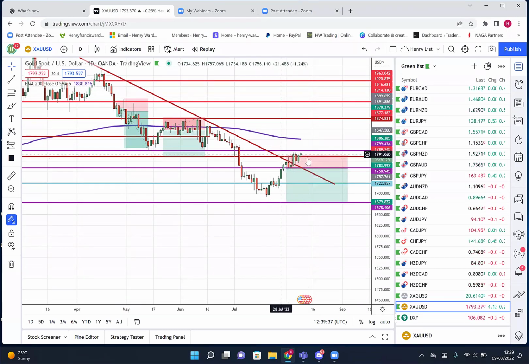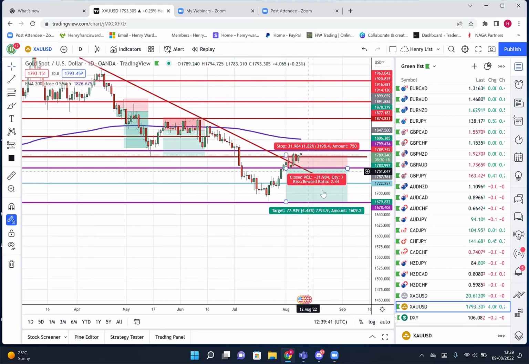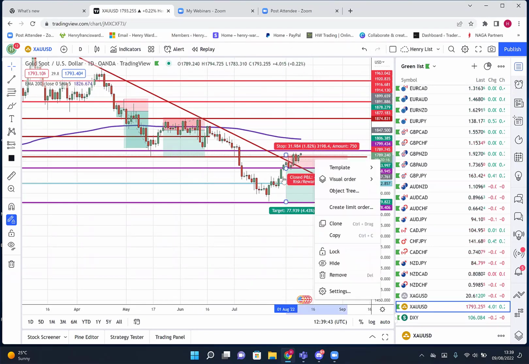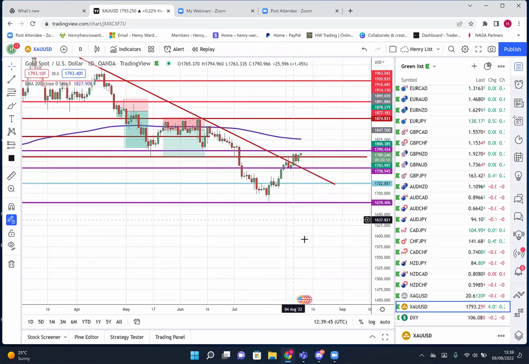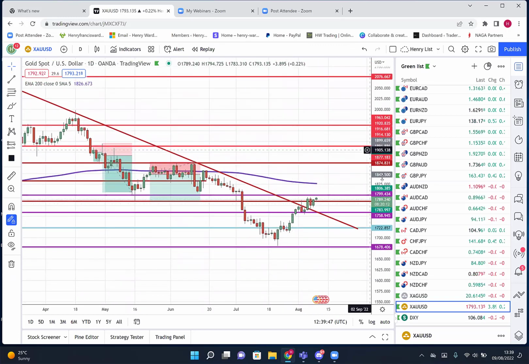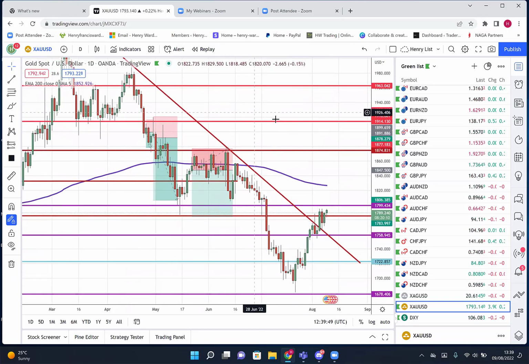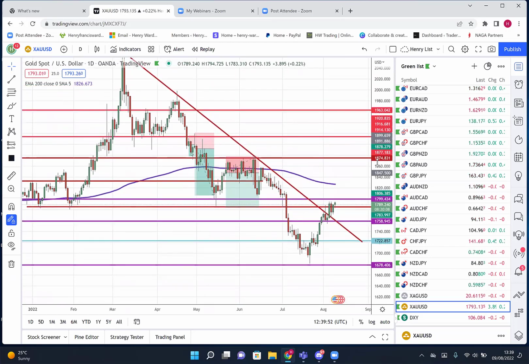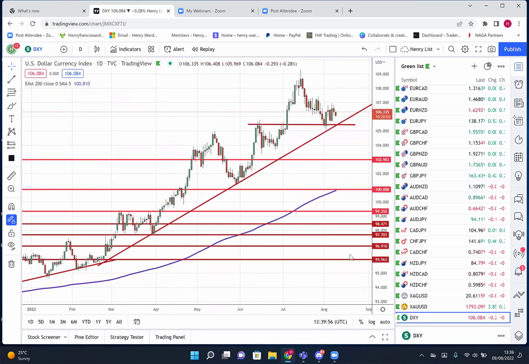So anyone that took either of those two trades, you'd have been triggered in and triggered out on either of those two trades. Now, if we have a look at what the reason was, we need to go a little bit further and have a look at the dollar index. So have a look at the DXY, which is the dollar index. And we have come back down into this level.